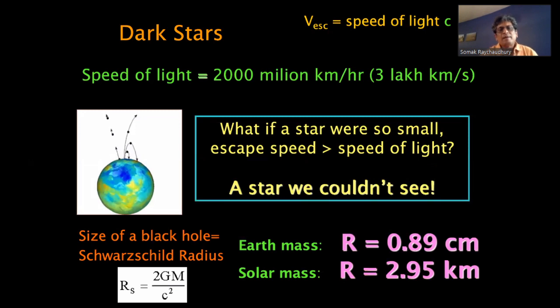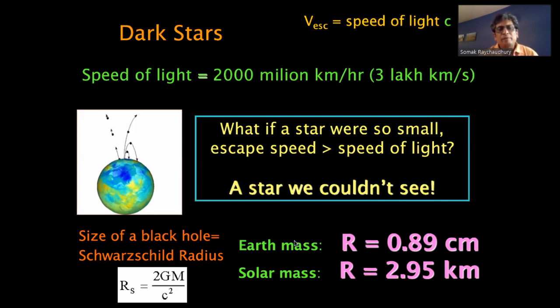So I just told you that in order to achieve the escape velocity of the speed of light, how small do these objects need to be? And to work that out, one actually cannot use Newtonian gravity. One has to use Einstein's modification of it, Einstein's generalization of it, which I'm going to talk about in a minute.